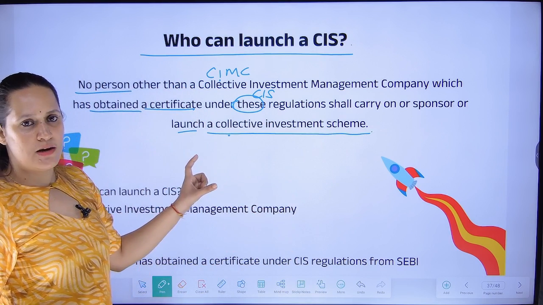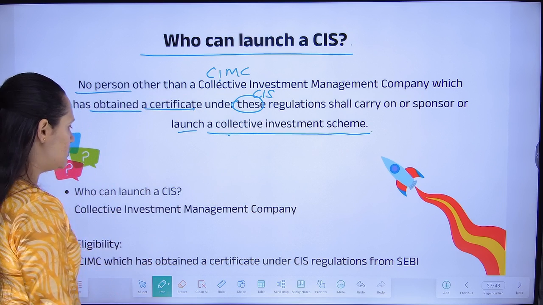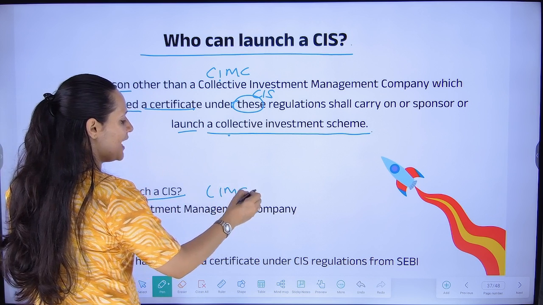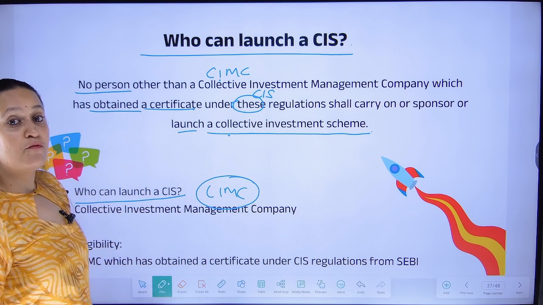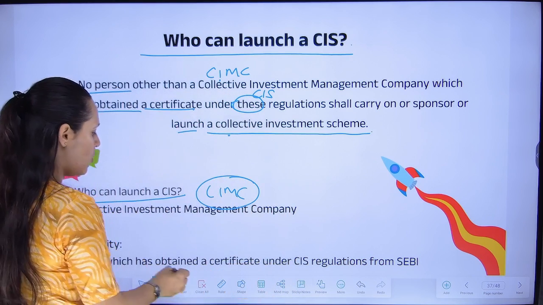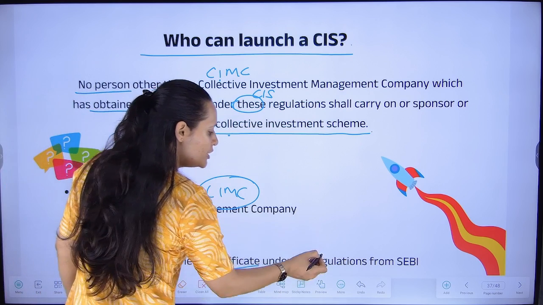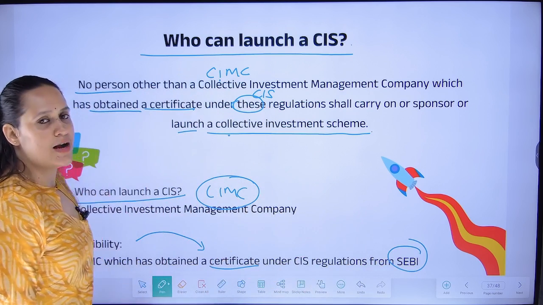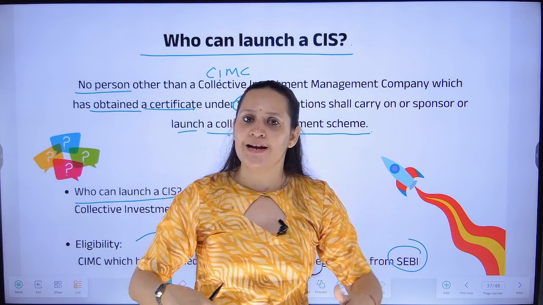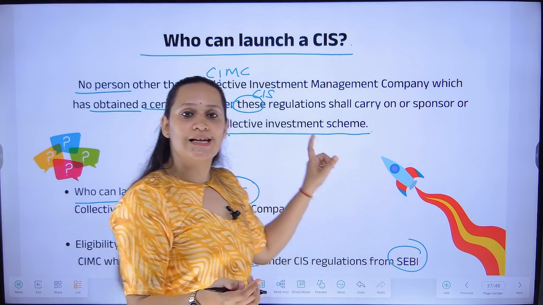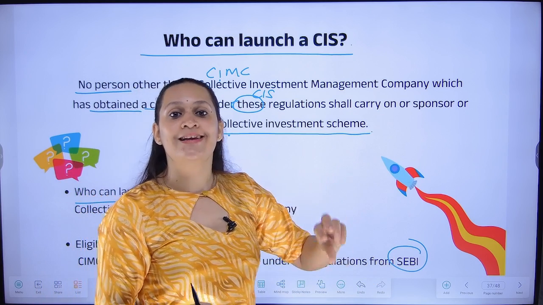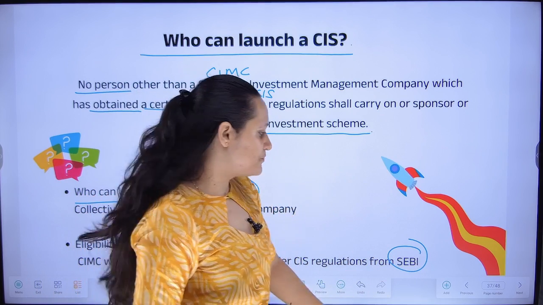So by reading this particular paragraph, you are able to answer two questions. Who can launch a collective investment scheme? It is the collective investment management company which has the permission to launch a particular scheme. For that, they have to satisfy one eligibility criteria, and that eligibility criteria is that they should already have a certificate of registration issued by the Securities Exchange Board of India under the CIS regulations. So if a collective investment management company is planning to launch any collective investment scheme, it has to first get a certificate of registration from the Securities Exchange Board of India. Only then it can launch a collective investment scheme.